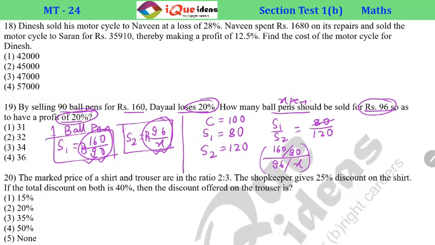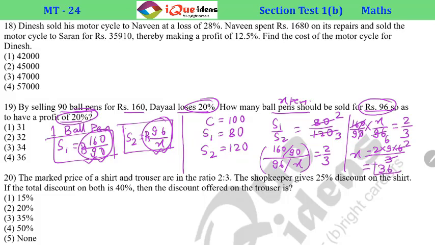Right? Now 80 and 120 can be cancelled. 4 2s are 8, 4 3s are 12. So it is equal to 2 by 3. So from here we will have 160 upon 90 into X upon 96 equal to 2 divided by 3. So 0 and 0 cancel. 16 cancels 96 6 times. So X is equal to 2 into 9 into 6 divided by 3. So 3 cancels 6 2 times. 2 2s are 4, 9s are 36. So X equal to 36. So in the second case, 36 pens should be sold.